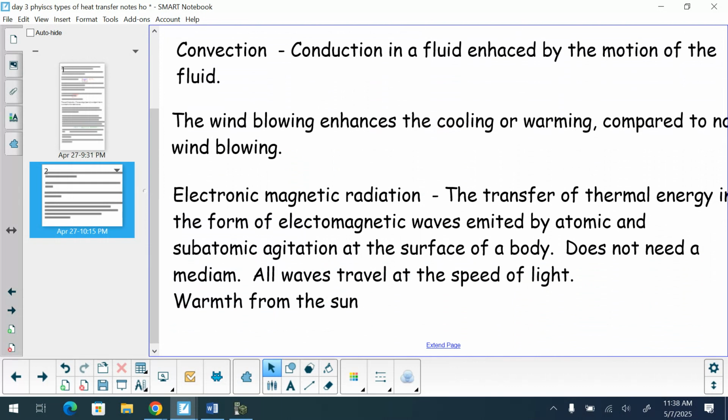Right, tomorrow we will come in and we'll start throwing some numbers at you, and we'll start dealing with some problems in regards to heat transfer. The next two days we'll deal with heat transfer between molecules or between surfaces.